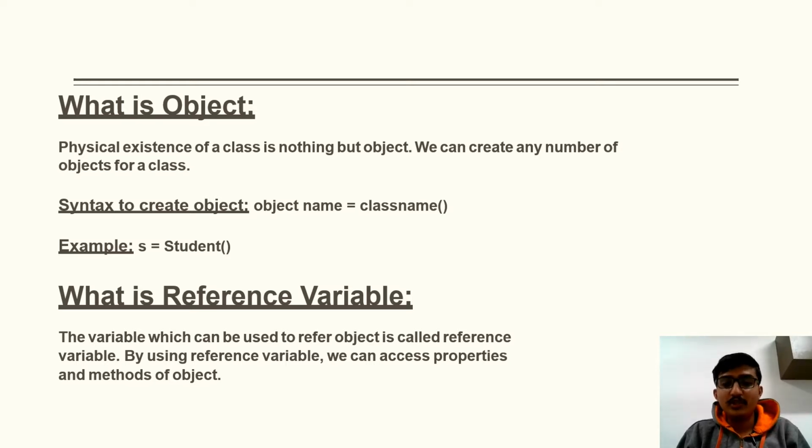The syntax to create an object: object name is equal to class name. By using this syntax, we can create an object of the class. For example, we have given the example s is equal to Student, where Student is a class and s is an object of the Student class.